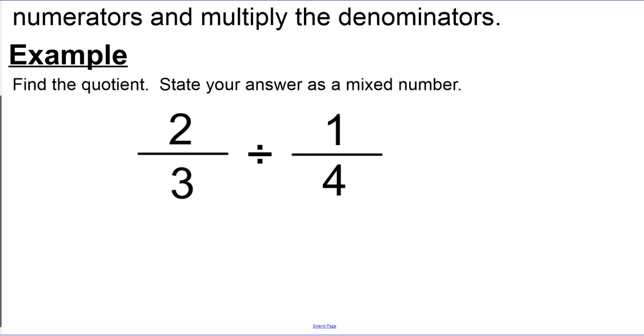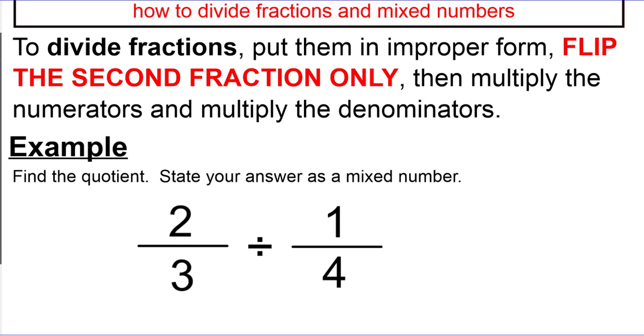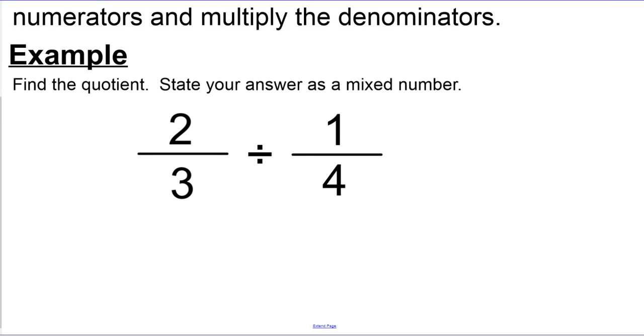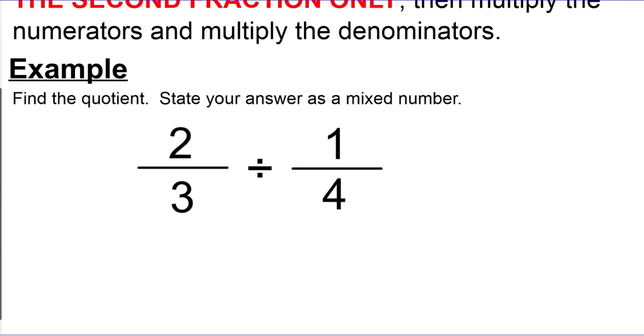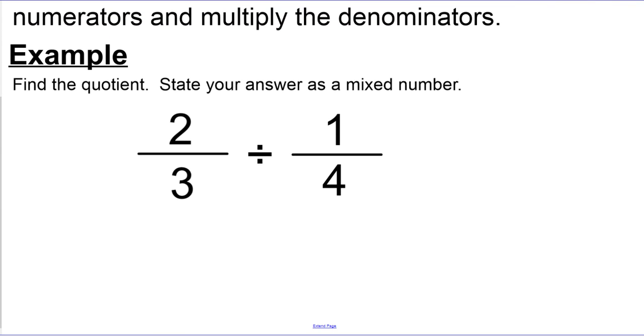So our statement up here says to divide, put them in improper form. Well, these are not mixed numbers, so we don't have to worry about that first part. Okay, and then it says flip the second fraction only. So I'm going to rewrite this entire thing, and that means this is going to be 2/3. This one's not going to change. Okay, I'm not going to divide anymore because it says multiply. So now this is going to become multiplication, and the reason is because I'm changing this fraction right here.